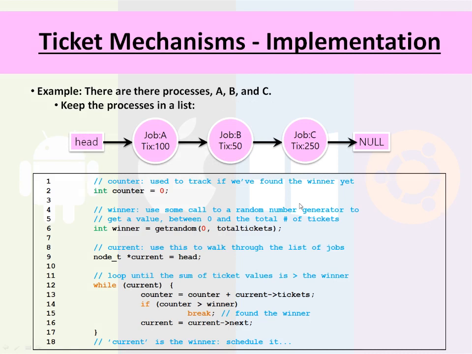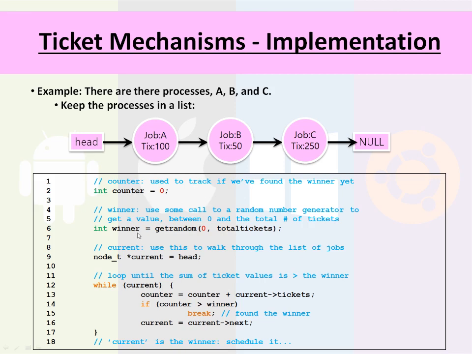Okay, so how is this all implemented? Here's an example. There are processes A, B, and C, and these are kept within the process list, which is simply a list of all the processes that are currently in memory. Remember I talked about how this list gives us information regarding the state that it's in, whether it's ready, running, or blocked. Well, that list also stores how many tickets each of these jobs has. And here we can see some code. The first variable is counter, which will tell us if we found the winning ticket or the winning job yet.